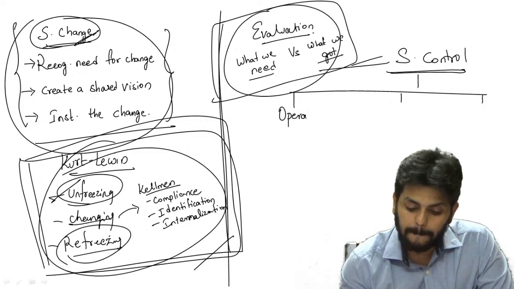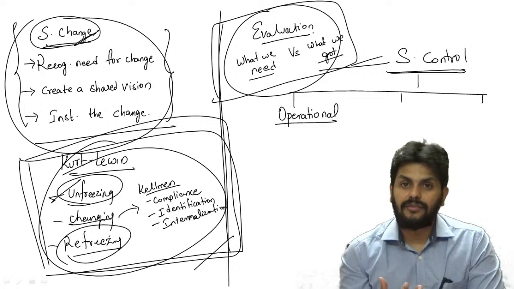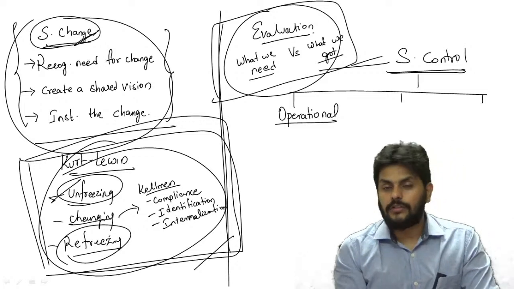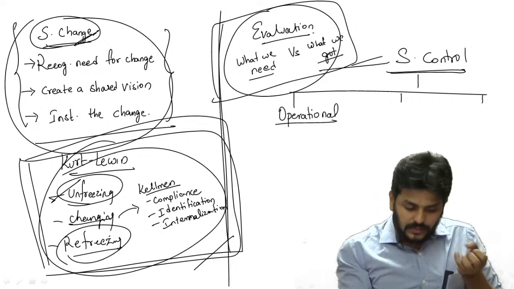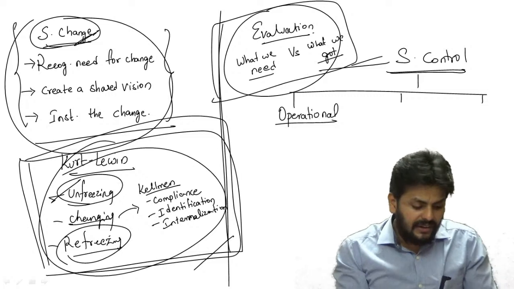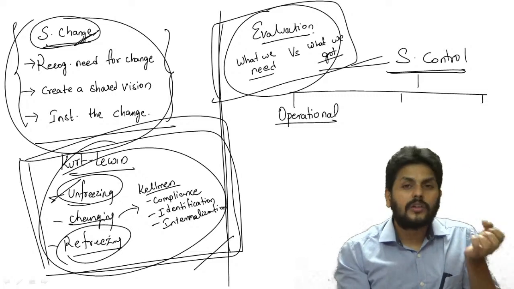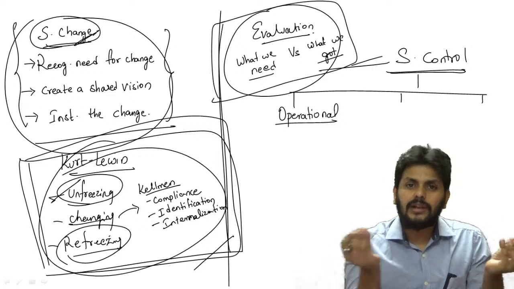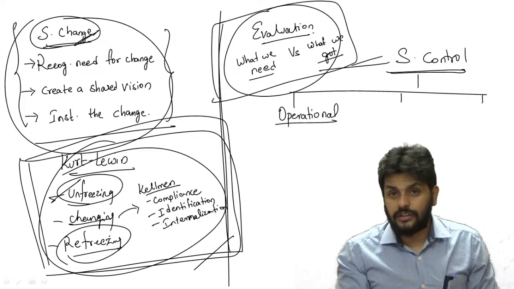Operational control, which is at functional level. This deals with efficiency and stuff. Now you know what efficiency means. There is a workable input-output ratio. Standard costing, we do, right? This was budgeted. This was actual. Compare it, do a variance analysis and then check out efficiency.